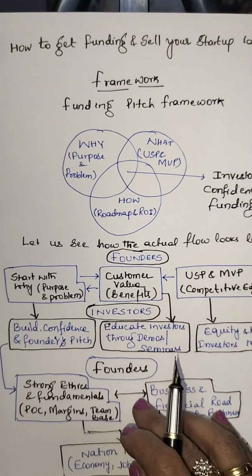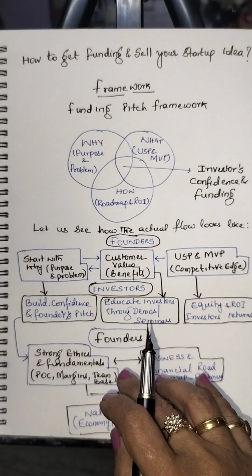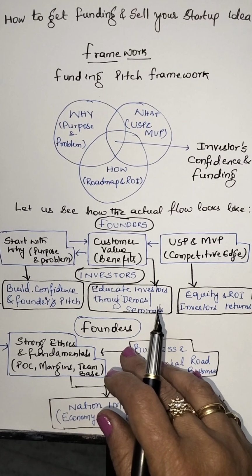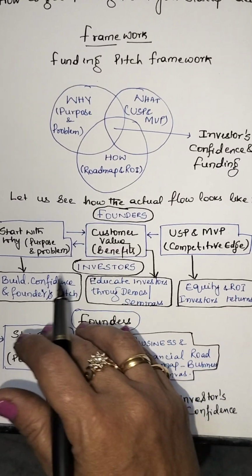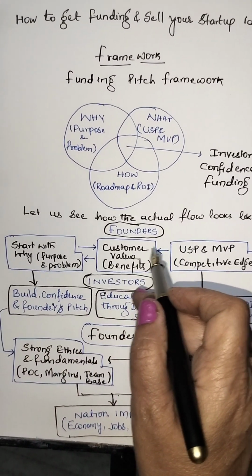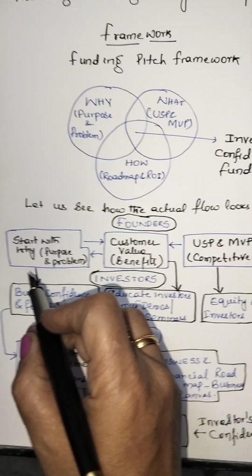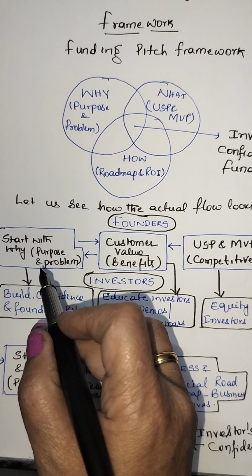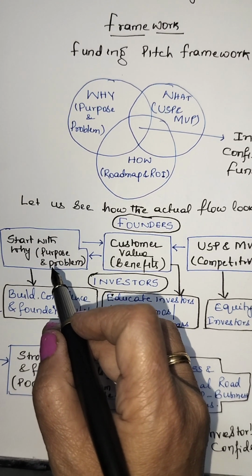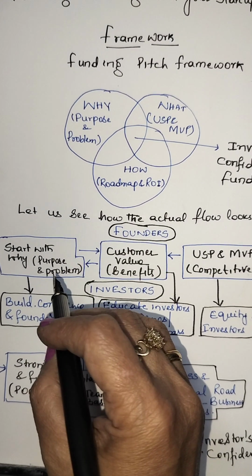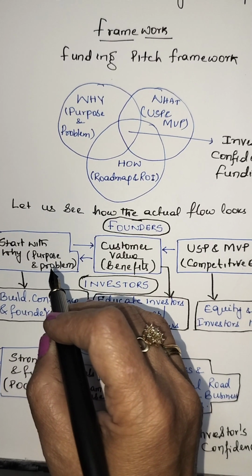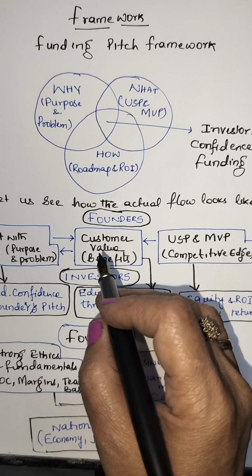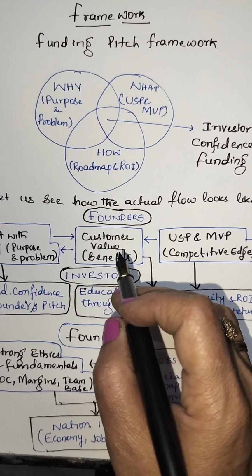Now let's see how the actual flow looks. It's not that you will explain why, what, and how, and investors will just get the confidence. You need to be very clear with the first one. Let's see what founders have to be clear with. Start with why: purpose and problem. As I have told you in the other video also, it is important to have self clarity on why you are starting the business, and also you need to show the benefits or the customer value as a founder.